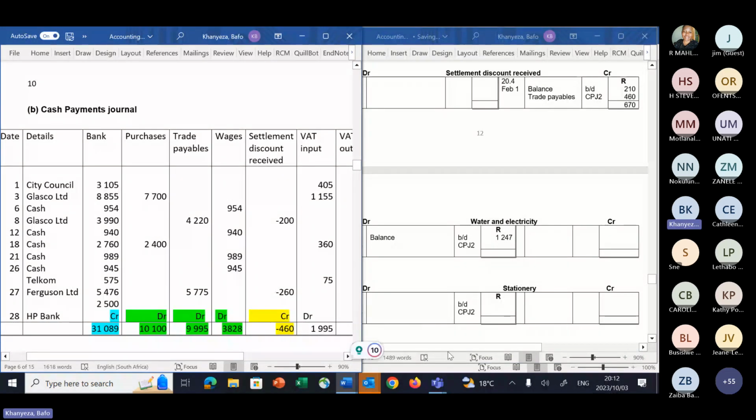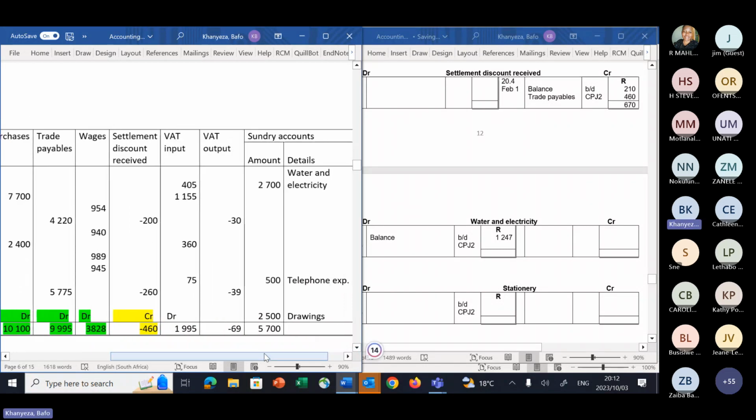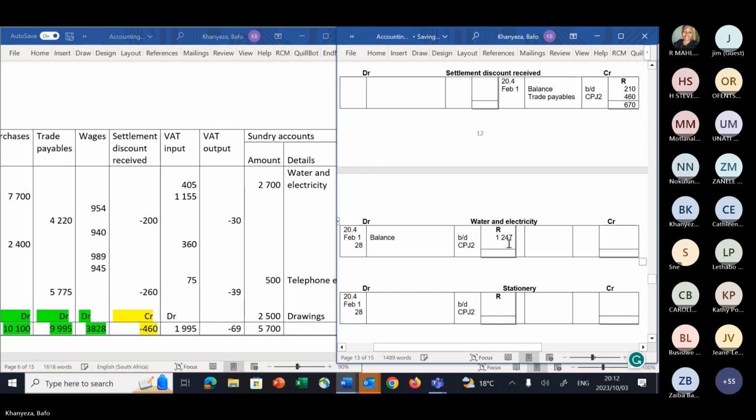So an expense is on the debit side. So these were 2,700, 2,700. Which means 3947. So I'll take questions once I've done this.